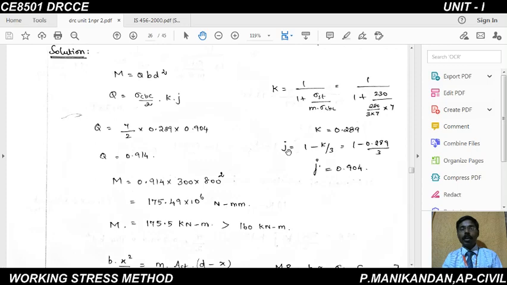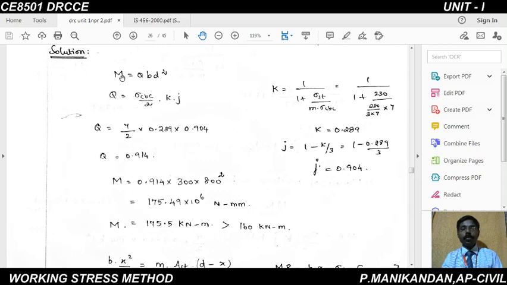After finding the K value, we have to find the J value. The value of J can be found from the formula J is equal to 1 minus K by 3. Substituting the value of K as 0.289, we get 1 minus 0.289 divided by 3, which gives the value of J as 0.904.